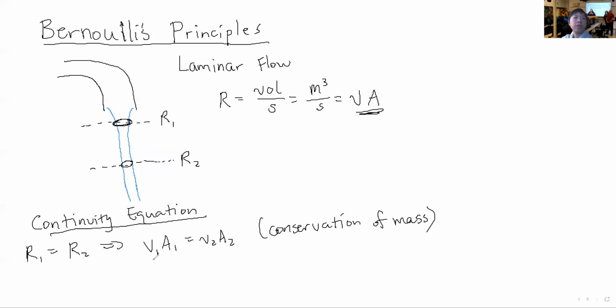Okay, so because V1A1 is equal to V2A2, and this is A2 and this is A1, we also observe that A2 is less than A1, right? Then what does that imply about the velocities?